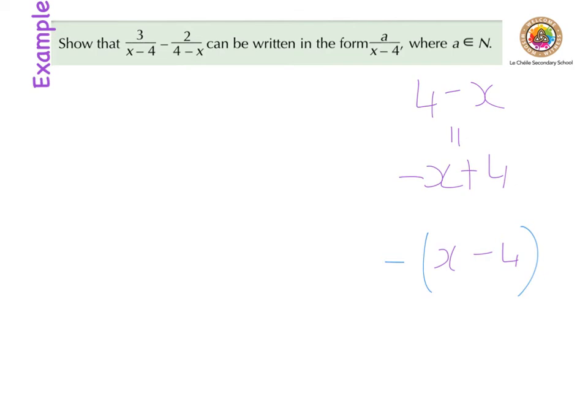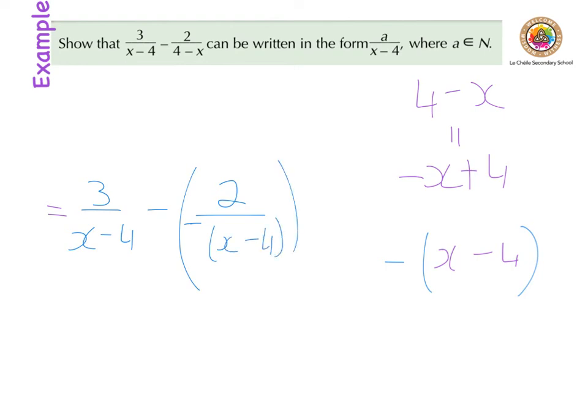So essentially, I know here I have 3 over x minus 4 minus, and now I'm going to say that's minus in brackets 2 over minus x minus 4. Is that correct? So now what do I have? I have two minuses coming together here, don't I? So to tidy that up, I'm going to have 3 over x minus 4, and 2 over x minus 4, and my minus by minus makes that a plus.